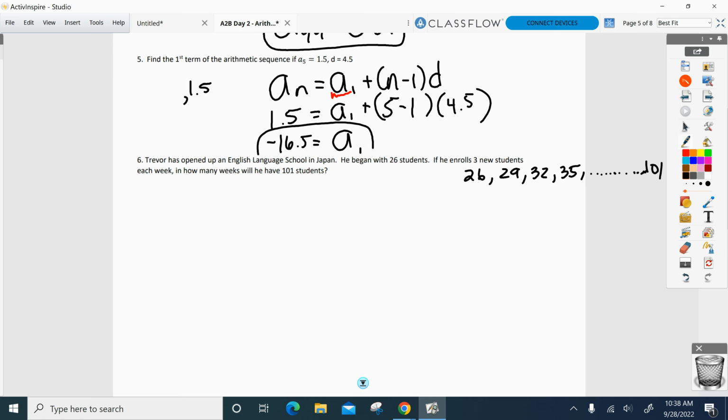So that tells me I can use my formula somehow. I should be able to fill in everything but one value here. That'll help me find how many weeks. What do you think about a sub n?